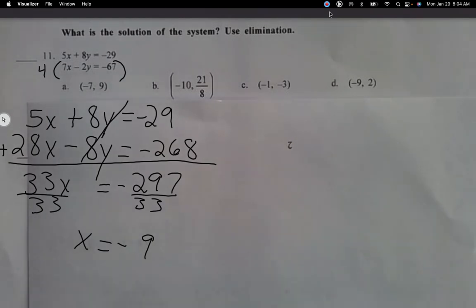X value is negative 9. If we didn't know the y value, what would we do? What would we do to find it? Get in and solve. Okay. Do I need to go over that, or is everybody good?